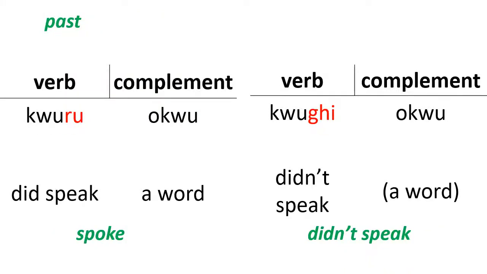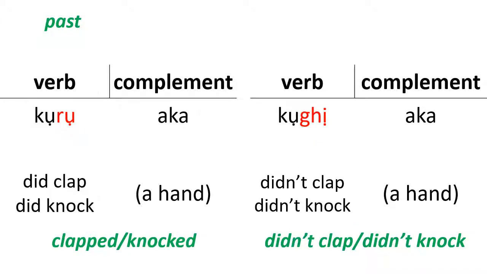Kwuru okwu, spoke. Kwughị okwu, didn't speak. Kụrụ aka, clapped or knocked. Kụghị aka, didn't clap or didn't knock.